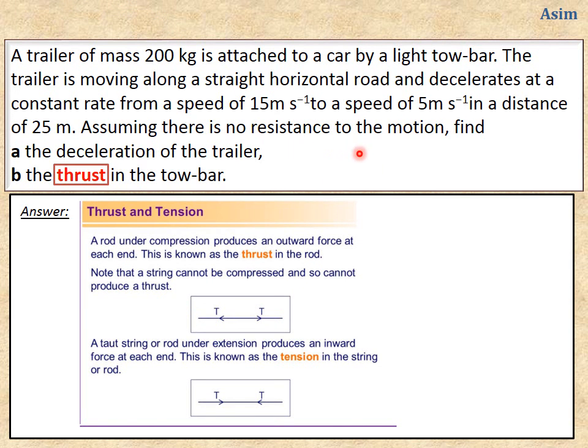This is the same thing. They want you to find thrust. We studied this earlier. I'm just putting it down here so that it's a revision for you. Try to solve this. So these 3 questions, try to finish them, and we are done with this.